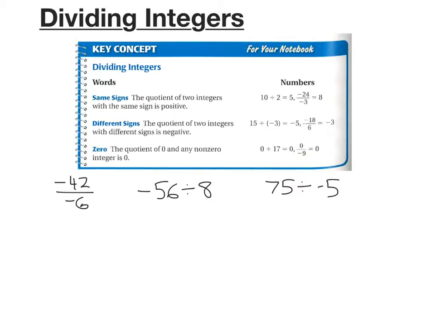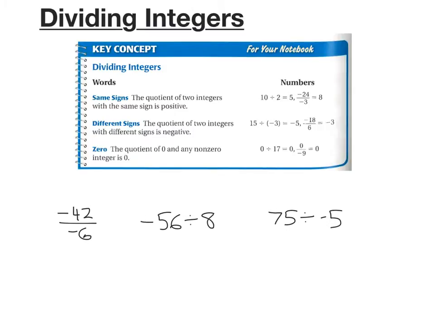Now, there's one thing here that I probably should have included. Anytime we divide by 0, we don't get an answer. So if I did 20 divided by 0, we say that the answer is undefined. This happens anytime we have a number that's divided by 0. 0 divided by anything else equals 0. Anything else divided by 0 we say is undefined.